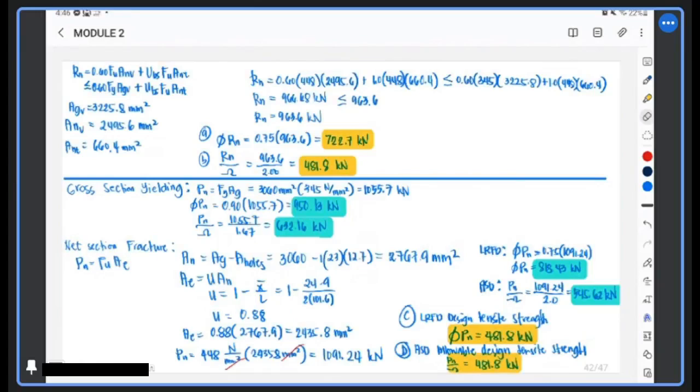722.7, because that is LRFD. I was wrong in letter C. It should be 722. Okay, thank you for that. That's my mistake. 722.7. Okay?